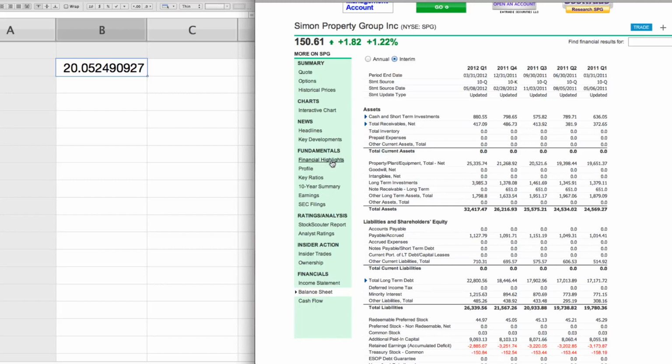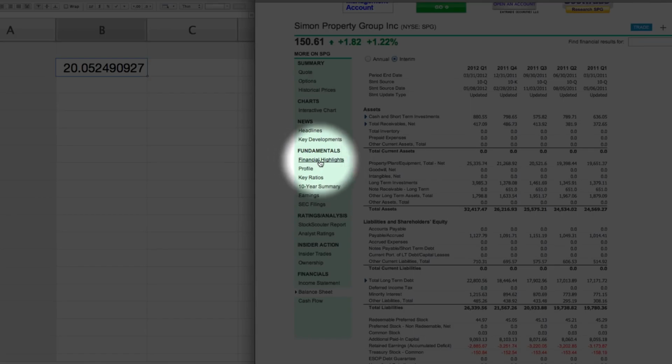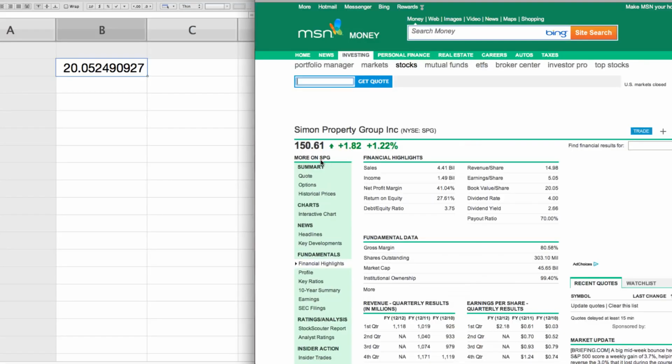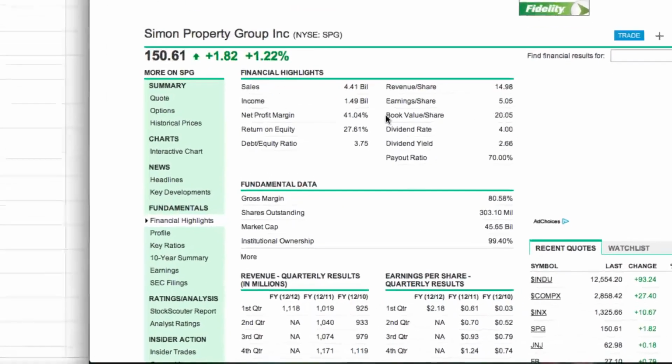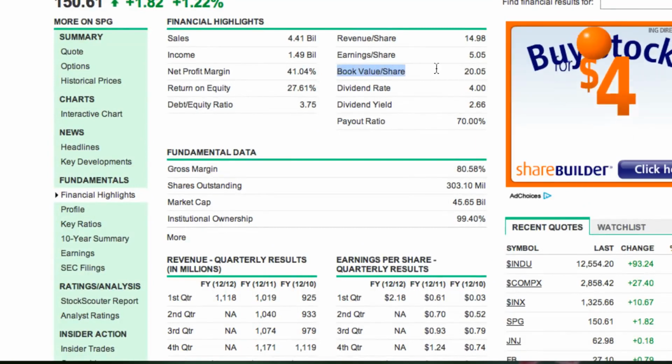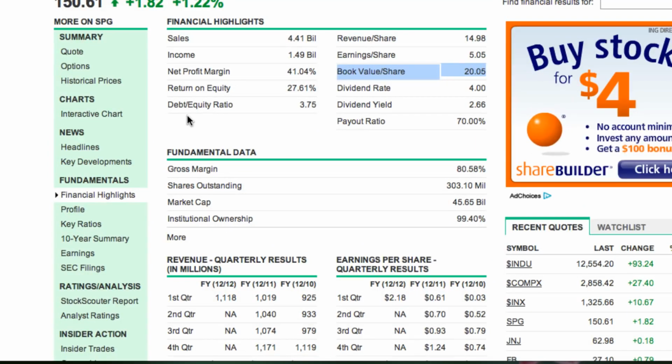So I'm going to show you what MSN is showing the book value for this Simon Property Group as. And just so you know, Simon Property Group isn't a stock that I'm recommending by all means. It's just a stock that we're using because it has preferred shares. When we go to the financial highlights and click on that, as you can see right over here, the book value is listed as $20.05, which is exactly what we just calculated. So the calculation being done here is wrong.